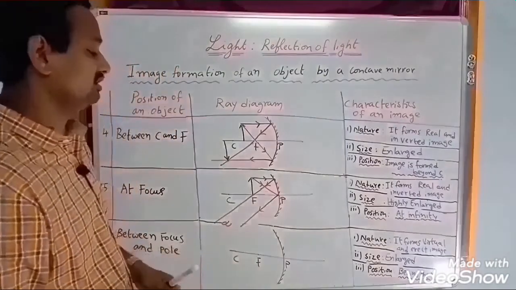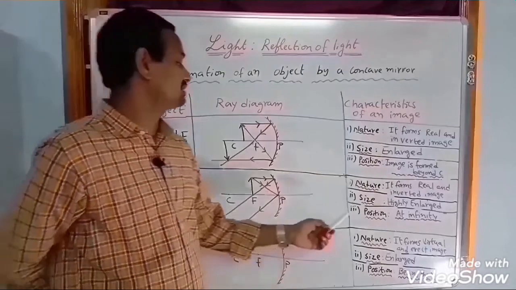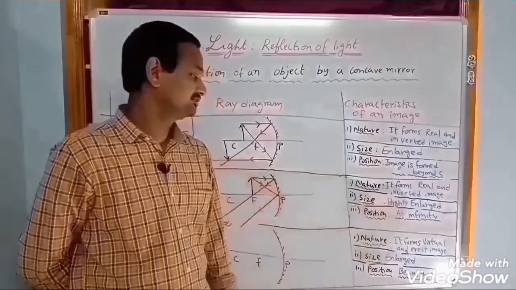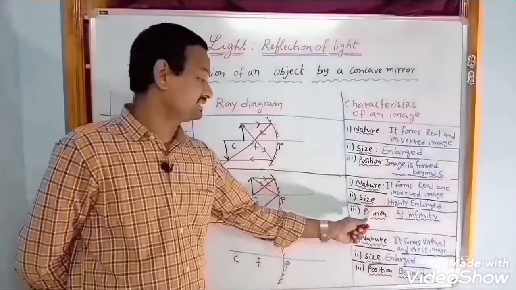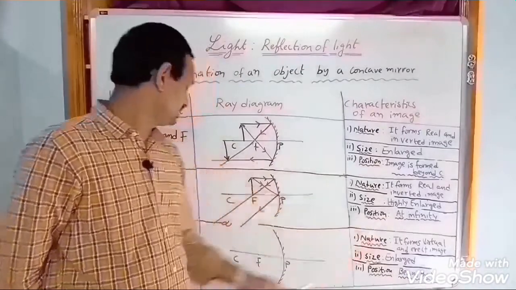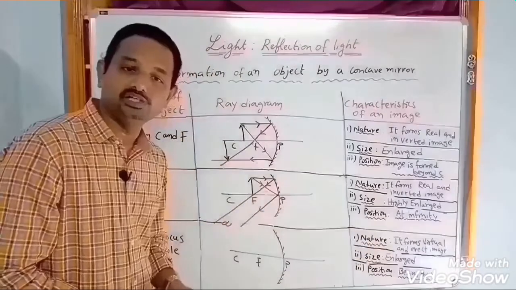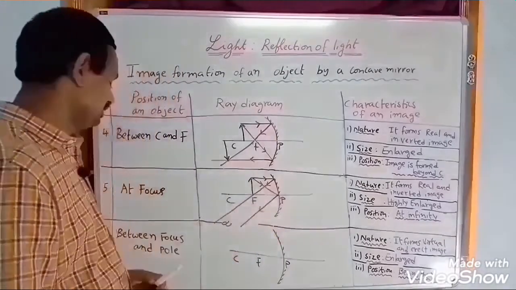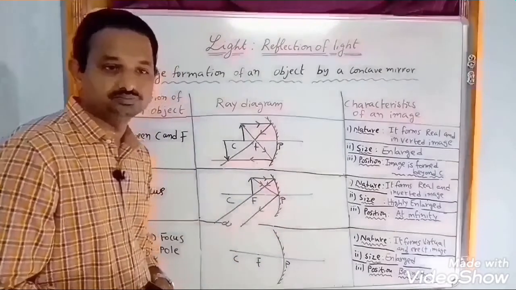So here, if you observe the characteristics of the image, first one, nature. It forms a real and inverted image. What about its size? Highly enlarged. And what about its position? Its position is at infinity. When the object is between focus and pole, where is the image formed?